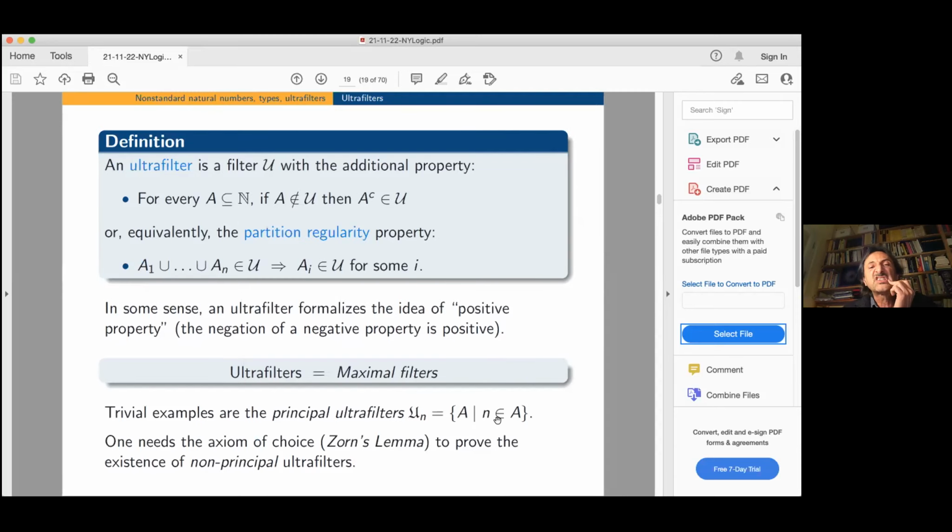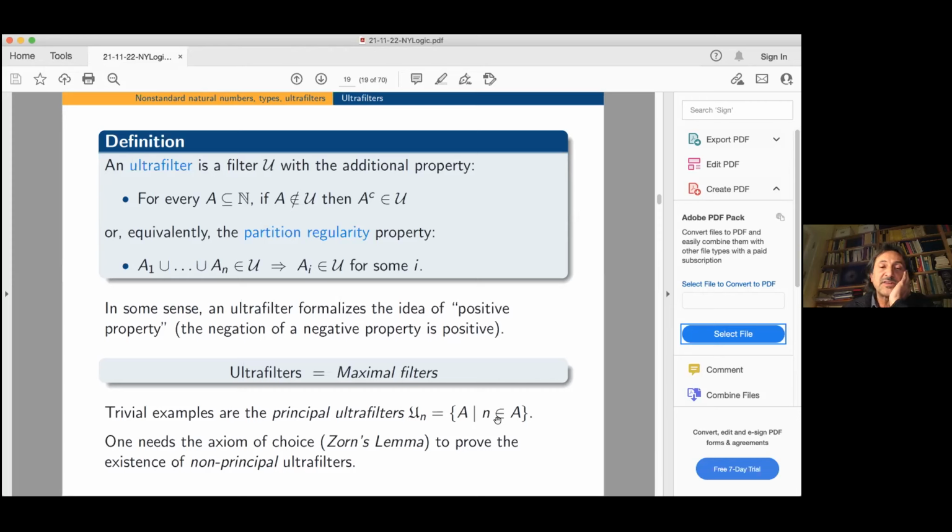Now, an ultrafilter is just a maximal filter. Equivalently, the property is that for any subset, either the subset or the complement belongs to the ultrafilter. And this is the same as the partition regularity property. So we already see how this object, the ultrafilter, is connected with Ramsey theory. The proof of the existence of non-principal ultrafilters requires the axiom of choice. Except for the trivial cases of principal ultrafilters, where one takes a number and then the family of all subsets containing that number, the non-principal ones require some form of choice.